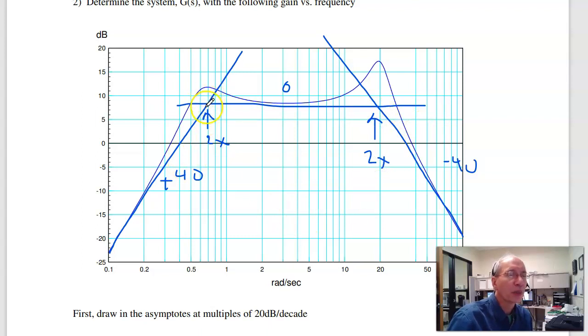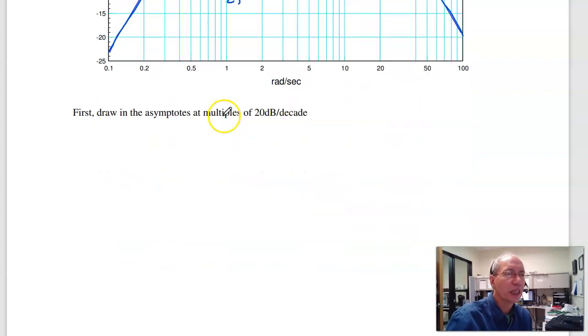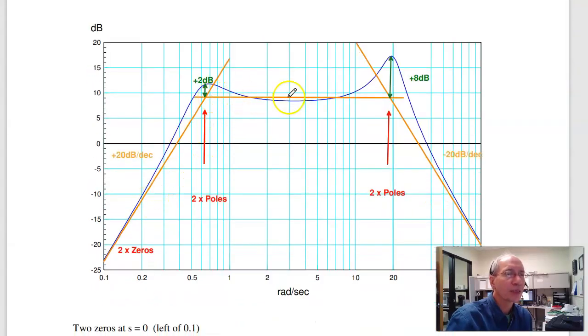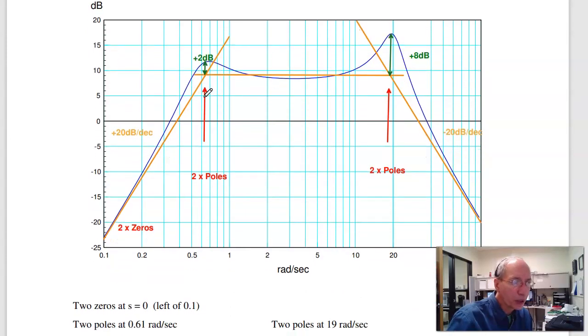The angle of the pole, complex part, comes from the gain of the corner. Gain of the corner is 1 over 2 zeta. That's gain relative to the asymptote, relative to that corner. So doing that, draw on your straight line asymptotes. There's my corner. I know there's one corner, one pole at about 0.61 radians per second. There's another corner at 19 radians per second. So I've got one set of poles here, one set of poles there. There are 2 zeros somewhere left of 0.1. Call it 0. It's off the graph.